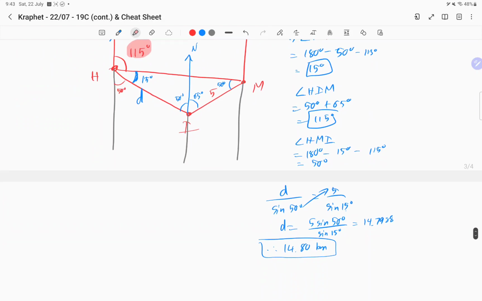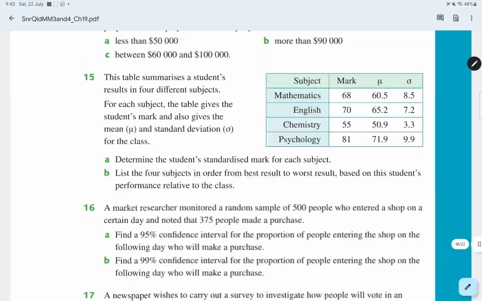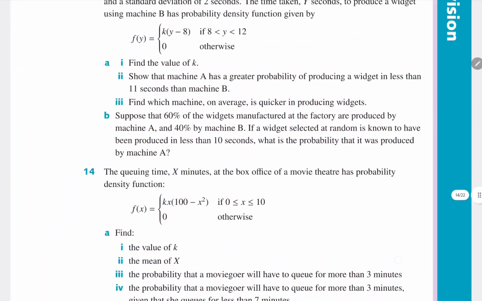All right, does it make more sense? Yeah. Go back, do more practice. Let me know if you have any questions. Okay, now let's go back to 19C, more probability questions. I think we're up to question 12.